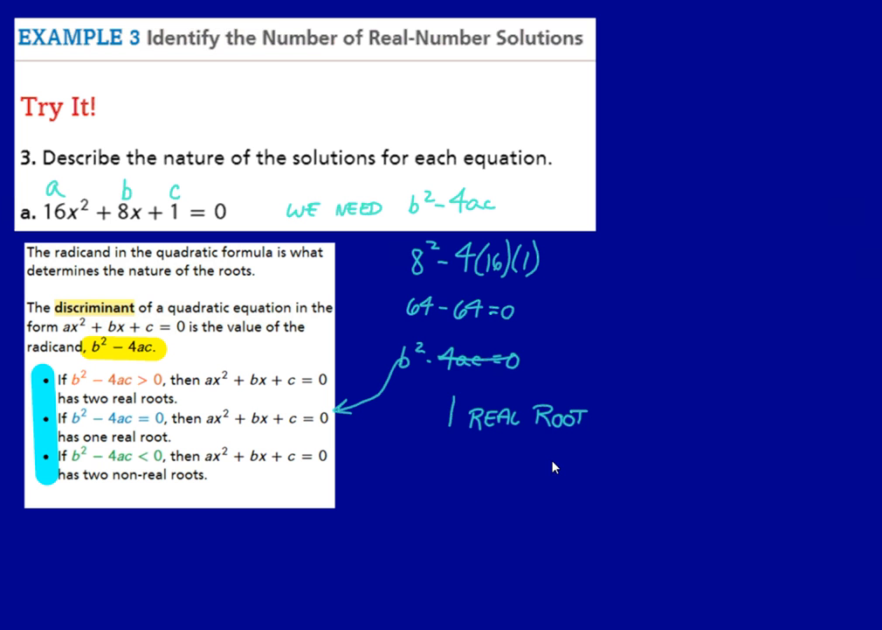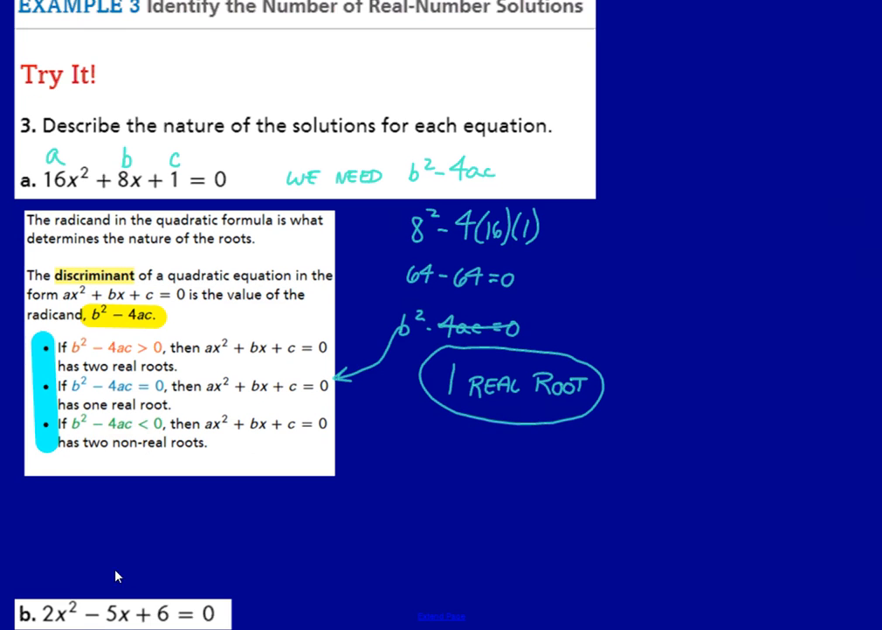And that's the answer to this question. Describe it, and that's 1 real root. That's all we have to do. If we wanted to figure out what that root was, we would then go back and use the quadratic formula. We'll do part B in class together.